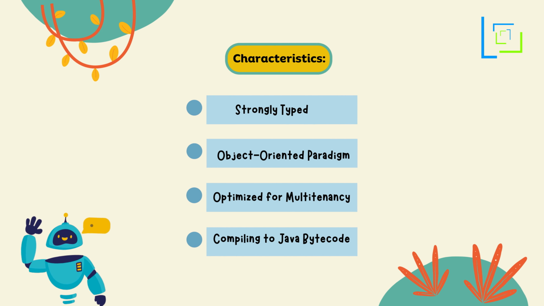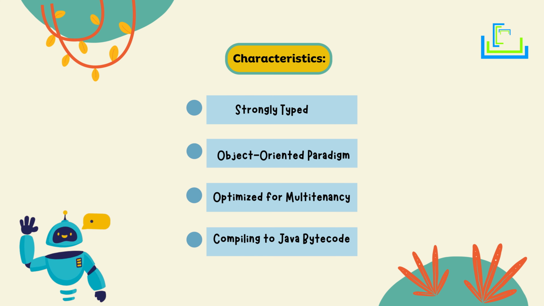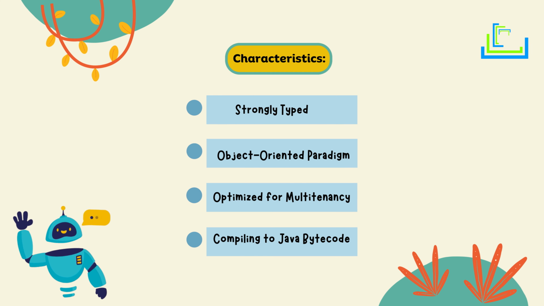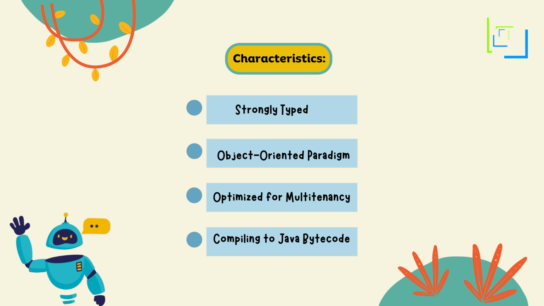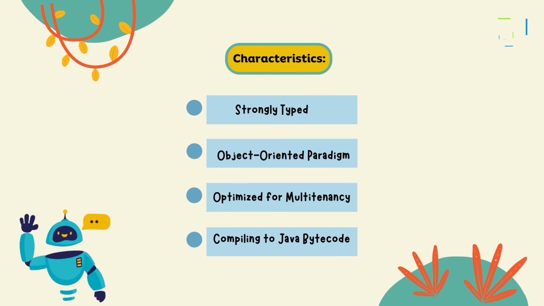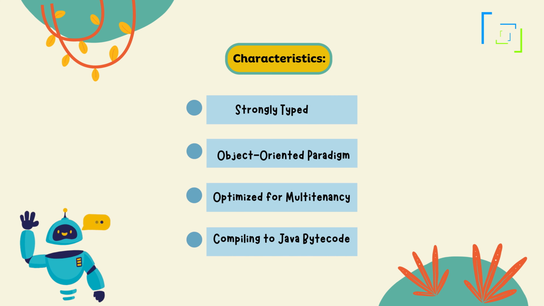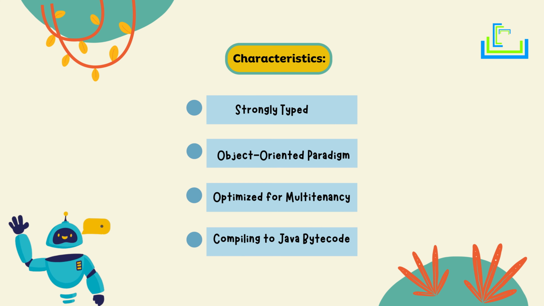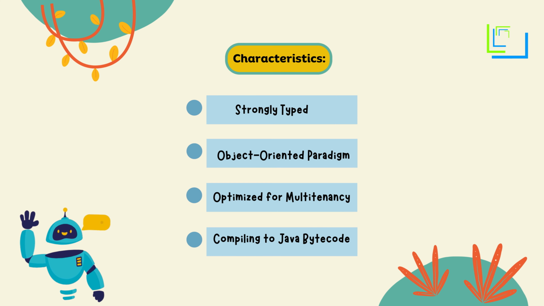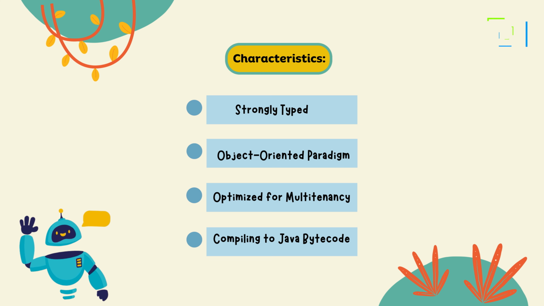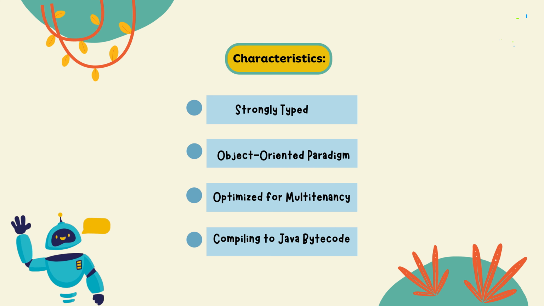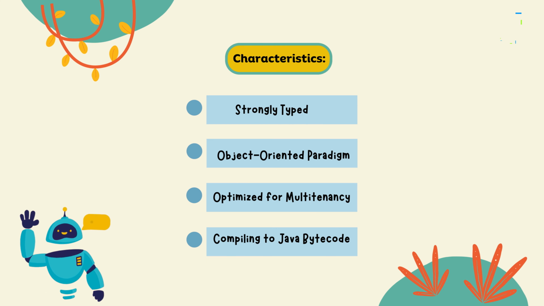Strongly typed. Discover the advantages of a strongly typed language, ensuring robustness and reliability in your code. Object-oriented paradigm. Uncover how Apex's object-oriented nature simplifies complex business logic, making it more intuitive and scalable. Optimized for multi-tenancy. Delve into the intricacies of how Apex thrives in Salesforce's multi-tenant architecture, optimizing performance across diverse environments.